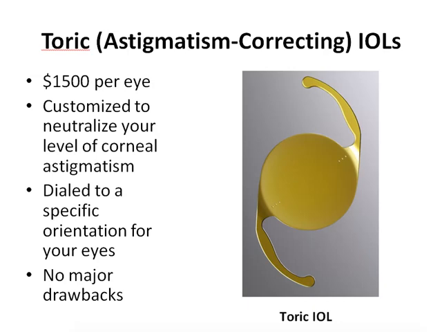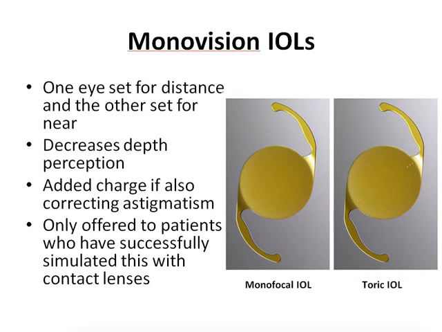Fortunately, an advanced technology lens can be arranged to neutralize the effects of astigmatism. These lens implants are called toric IOLs. The out-of-pocket cost for these customized IOLs is $1,500 per eye. With this advanced technology IOL, you are likely to achieve glasses independence for your desired focal target, but you will likely still need glasses for the targets that you do not select.